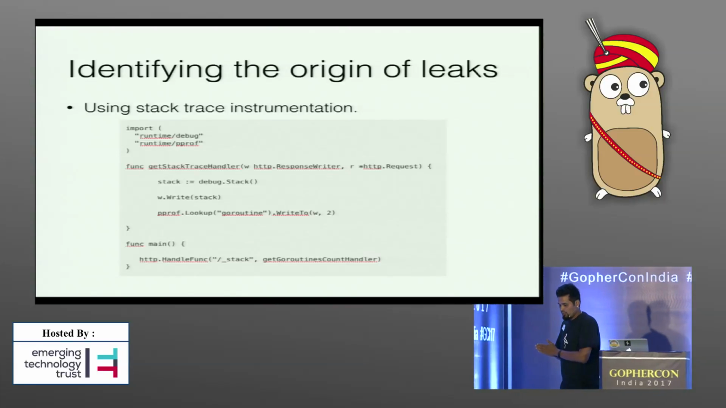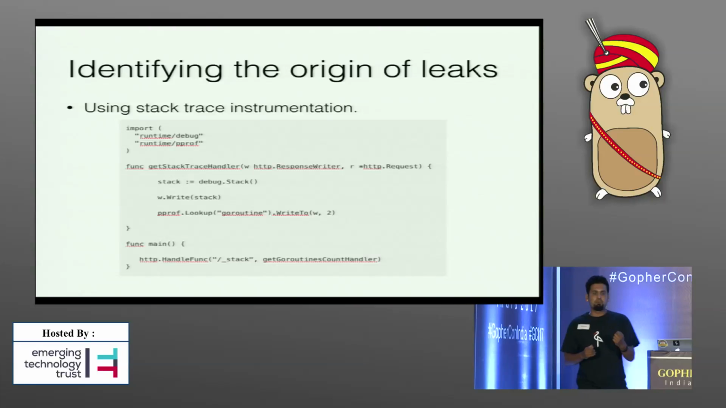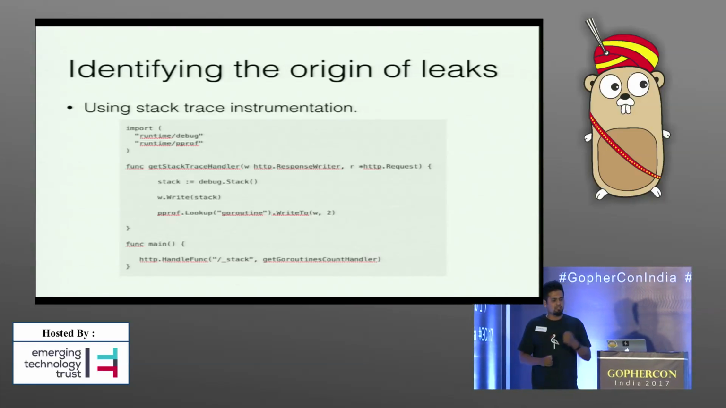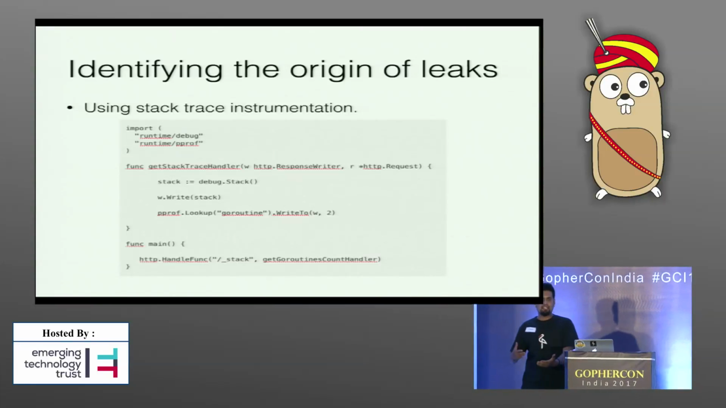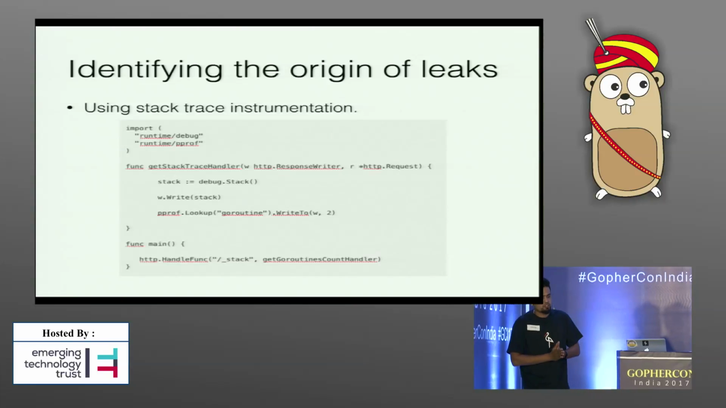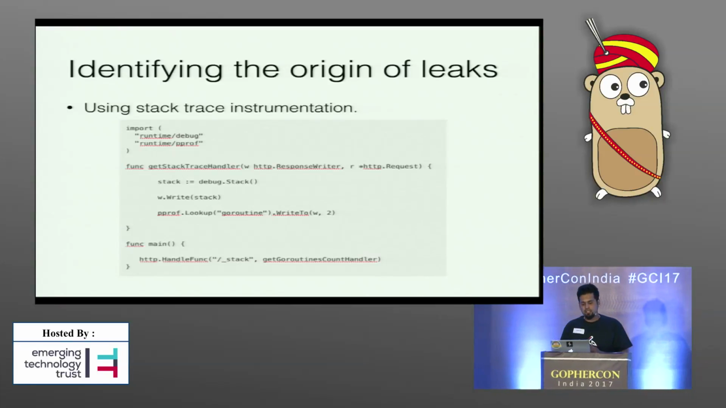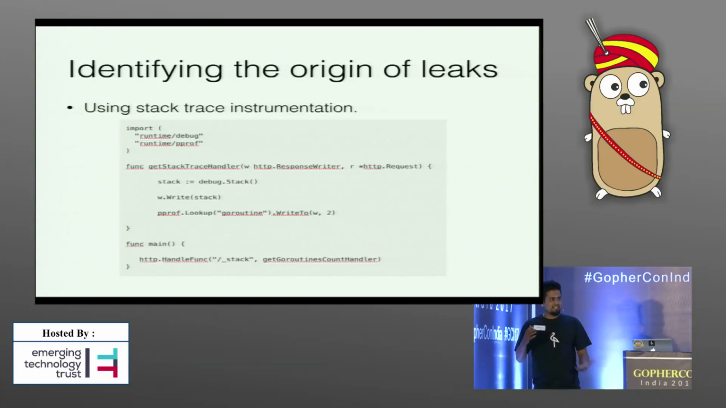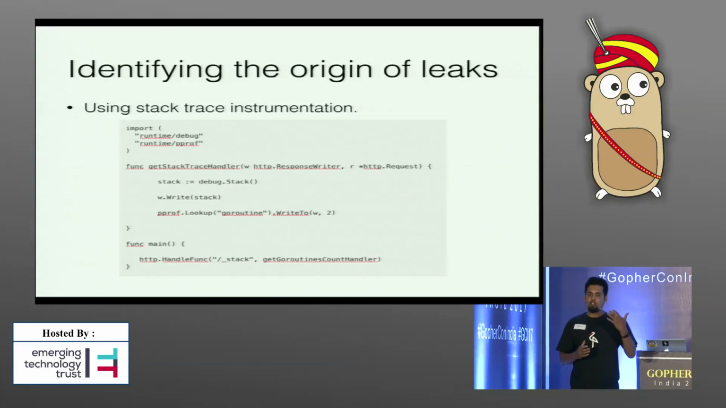Again, having these very simple instrumentation endpoints in your web server is the key. You can have a very simple instrumentation endpoint which returns the stack trace of your web server. The way you identify the leaks is by sending a request to this endpoint, which returns the stack trace and clearly gives you an idea where the leaks are originating from.